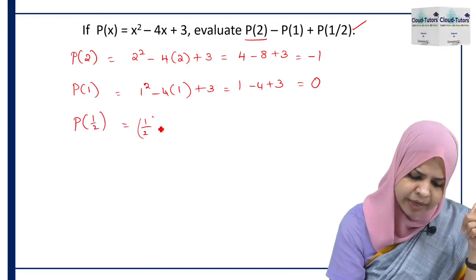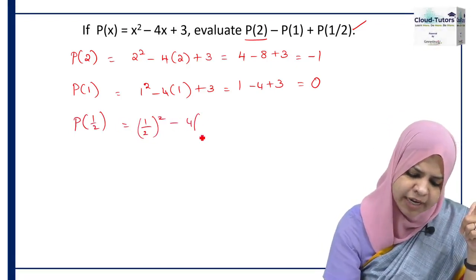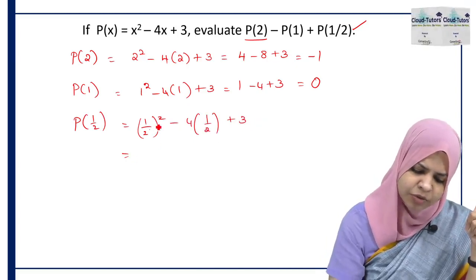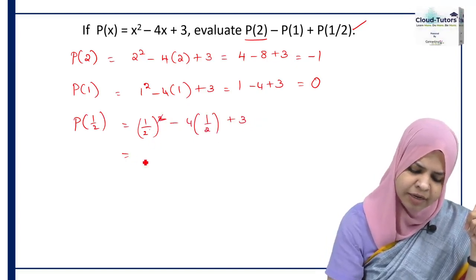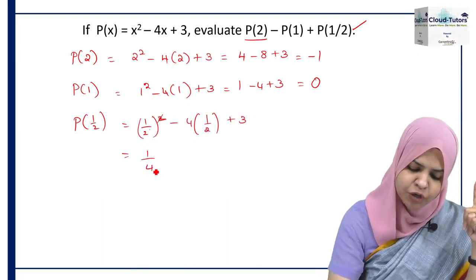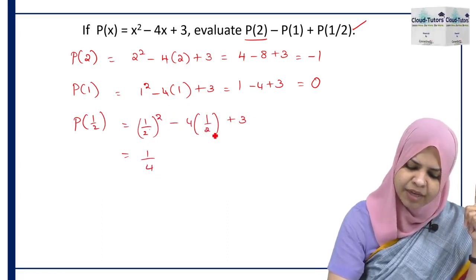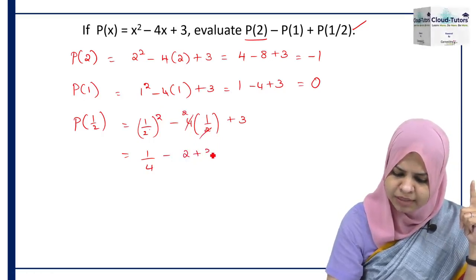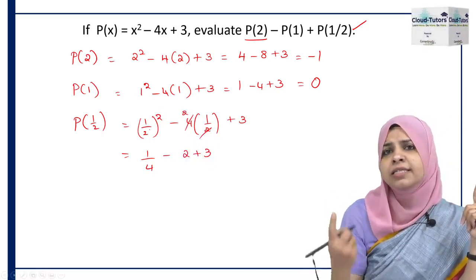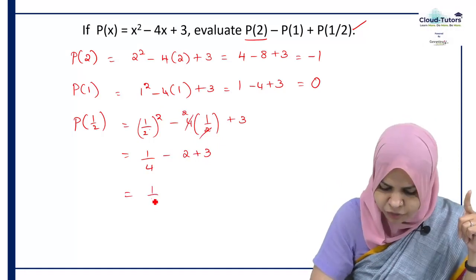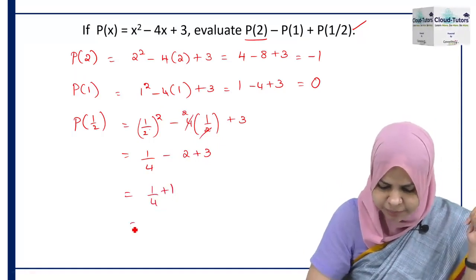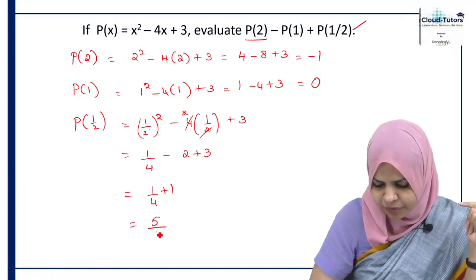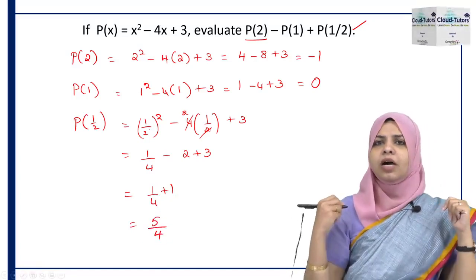Half square minus 4 into half plus 3. So this is equal to square, half square is 1 by 4. Do not cancel it off. Here it will get 2 times, minus 2 plus 3. Minus 2 plus 3 is plus 1. So 1 by 4 plus 1. Take LCM. This would be 4 ones are 4 plus 1, 5 by 4 is your answer.